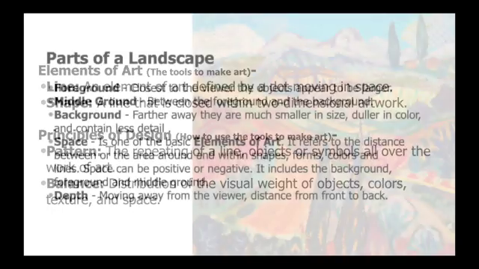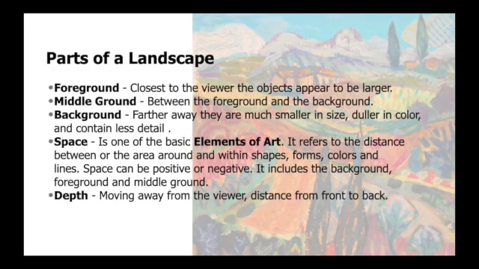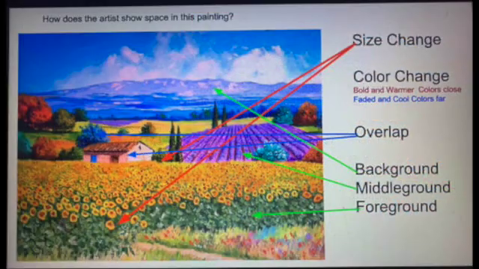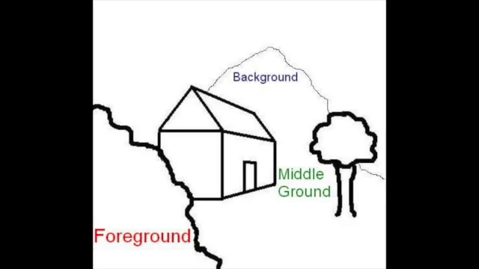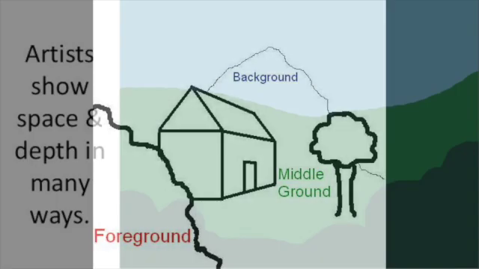When we're creating our landscapes, we need to think about all the parts and pieces. We're going to look at the three parts first: foreground, middle ground, and background. Foreground is the closest to you. It's what the viewer sees clearly. All the objects are clear. The objects are bigger. In the middle ground, things become a little hazier.